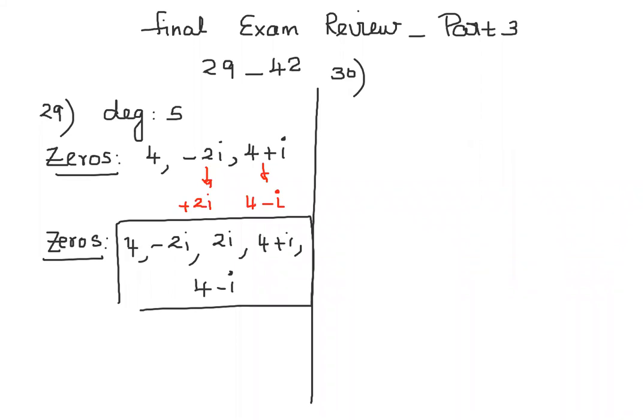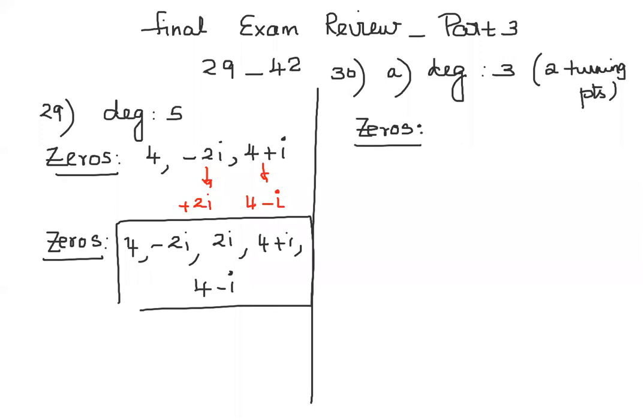So part A, there are two turning points. If there are two turning points, you have to add 1 to get the degree, so the degree is going to be 2 plus 1. And the zeros. If you look at the graph, the x-intercepts, the points on the x-axis, are the zeros. So the zeros are negative 2, 0 and 1. There are 3 zeros.